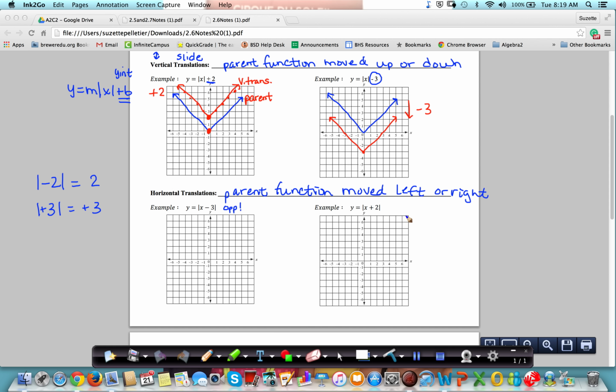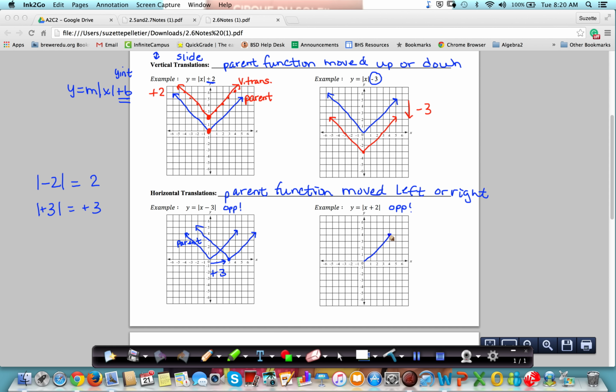So here, remember that it's the opposite when it's inside the absolute values. We must do the opposite. So it's x - 3, add 3. Still my parent function, still up 1 and over 1. That part didn't change, but I added 3. Okay, so this is where my parent function would have been. Right? So this is the parent. And then I added 3 to my new function. So this one's +2, which means I'm going to subtract 2.